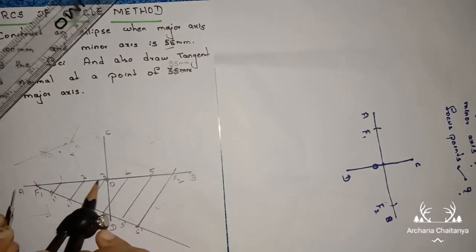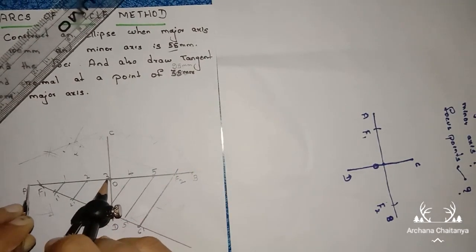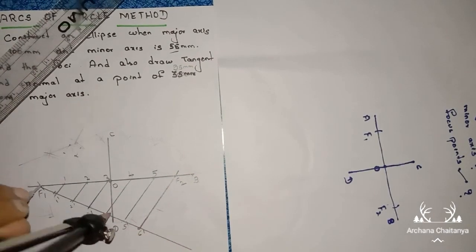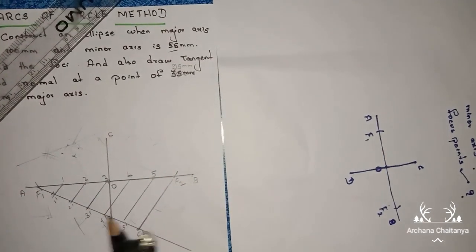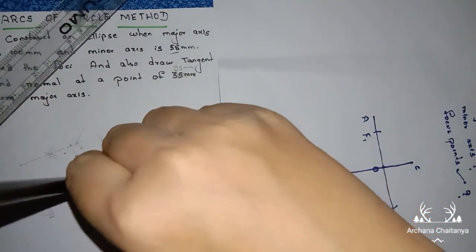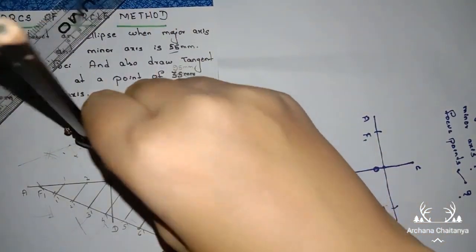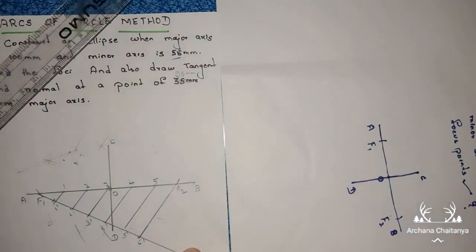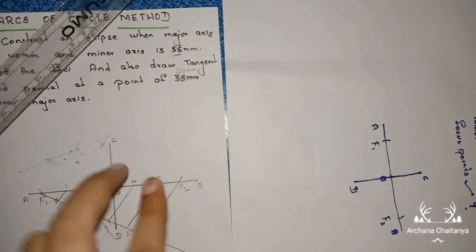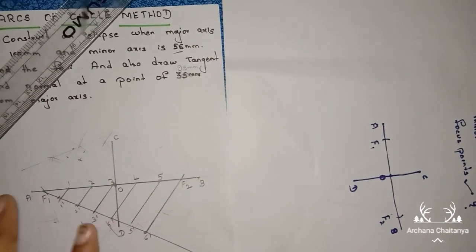Same process. A3 radius, F1 center. Draw an arc above and below. How to cut that one? B3 radius, F2 center. Cut the previous arc. Likewise so on. A4 radius, F1 center. B4 radius, F2 center. Cut that one.